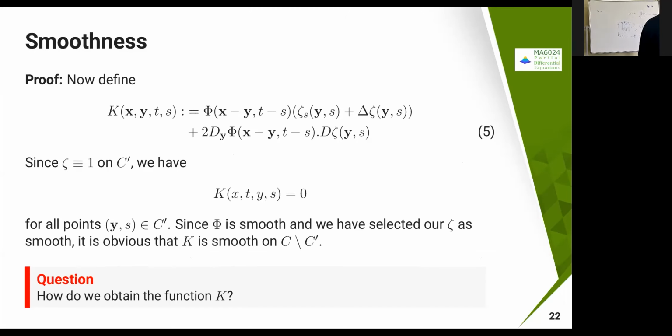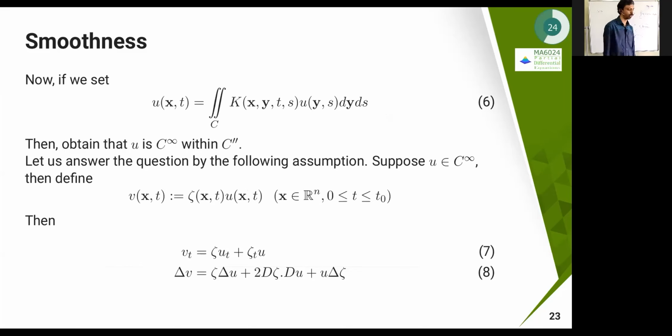So also you can observe that theta equal to 1 on C dash. From that we can claim that k is going to be 0 for all points in C dash. So how do we obtain the function k? That is the question we have to answer. If you answer that, then we are done. So for that, let us make the following assumption.